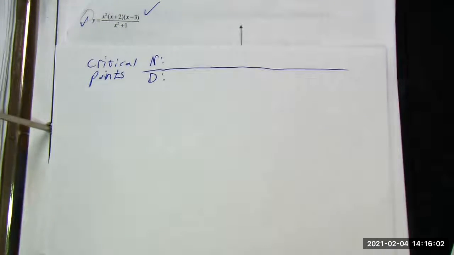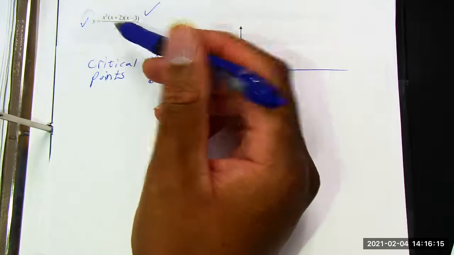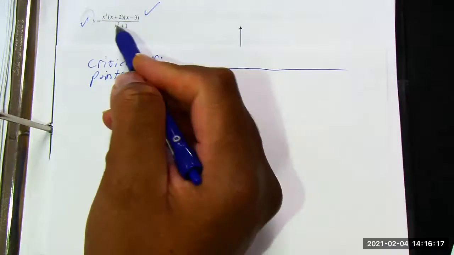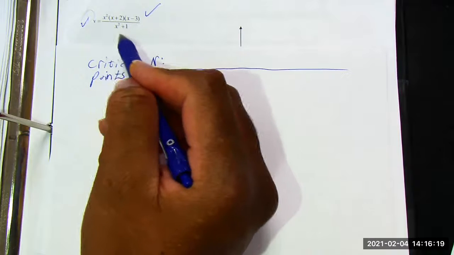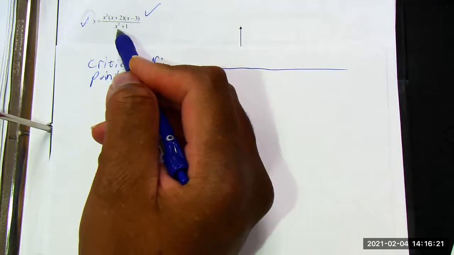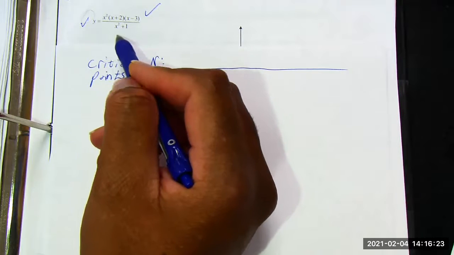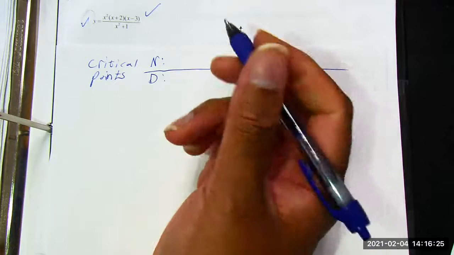Also reminding you that the critical points from the numerator tend to become x-intercepts. The critical points from the denominator tend to become vertical asymptotes. If there's an alignment, then it becomes a hole. But be very careful. Again, you cannot just jump to conclusions. If we're taking a limit, that's one thing, but we're not taking limits. We're simply looking for critical points.